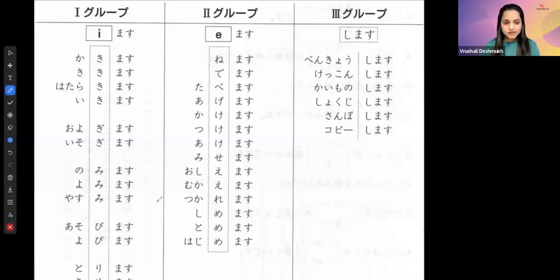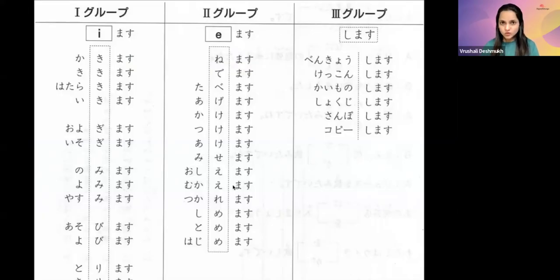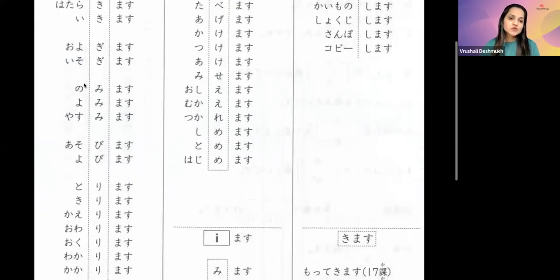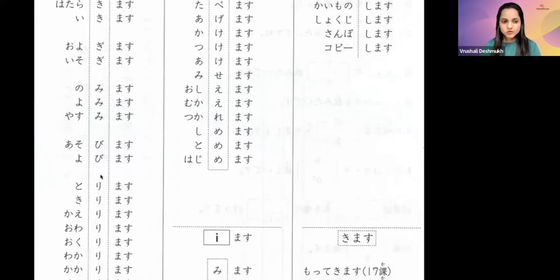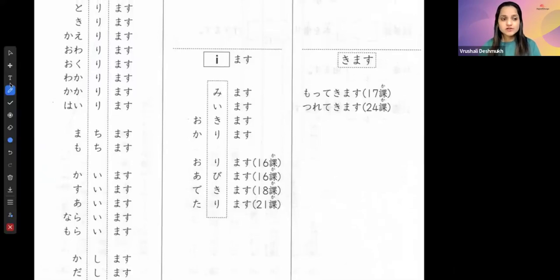But there are some exceptions to this rule. As you can see, most of the verbs are classified according to this rule: if the stem is ending with E, it is in group 1. If the stem is ending with A, it's in group 2. And in group 3, only shimasu and kimasu. But there are some exceptions, and these exceptions are in group 2.